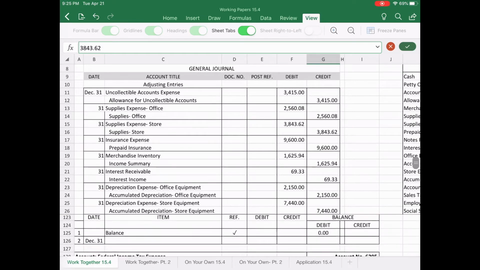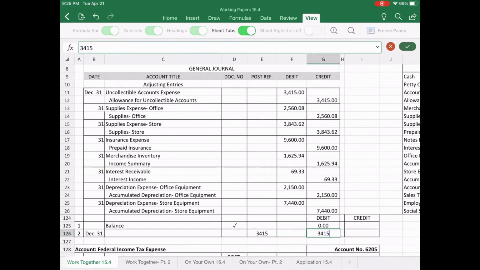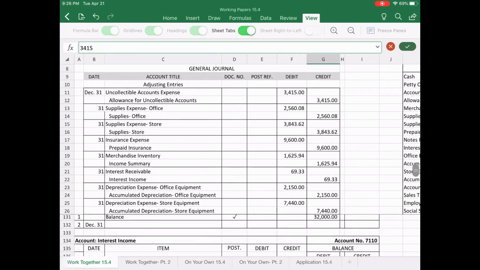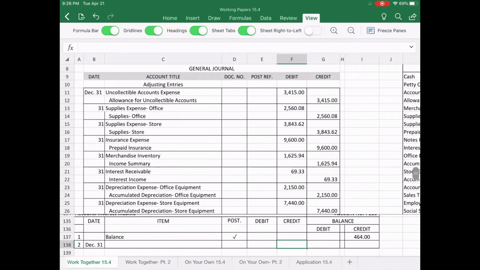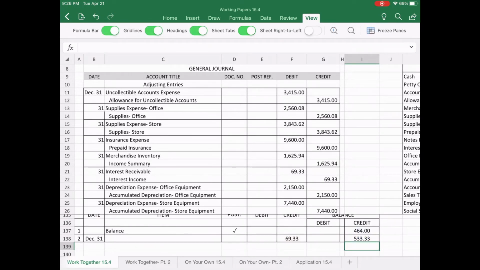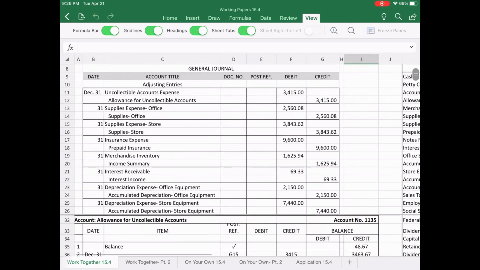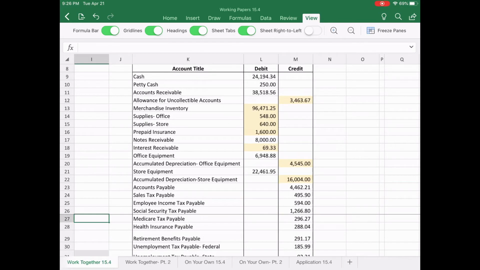Uncollectible account expense, 3415 in the debit. Federal income tax will come in part 2 as well. Interest income, our last one. So that's in the credit column, so 6933. Add those two together. All right, so I need to come over here, and since I was having to scroll on my ledgers, I'm going to unfreeze that pane now.